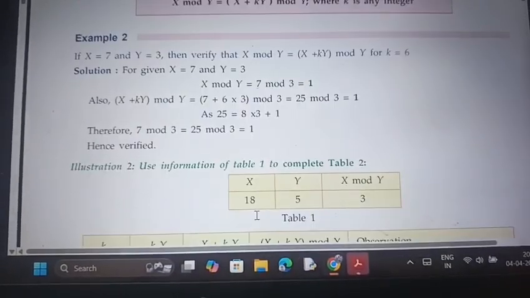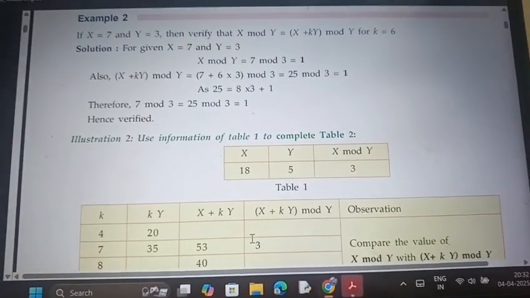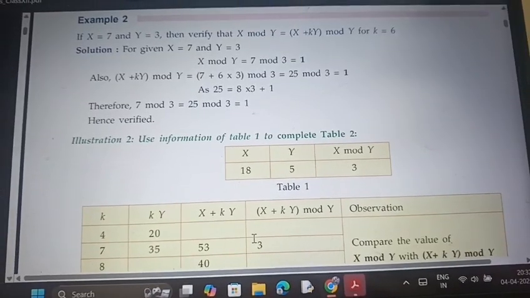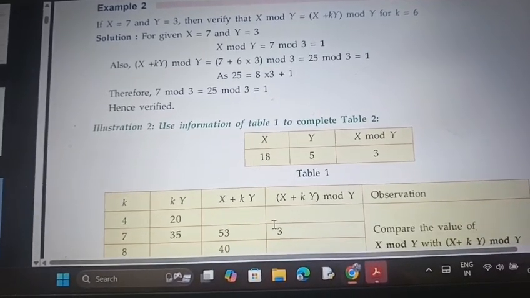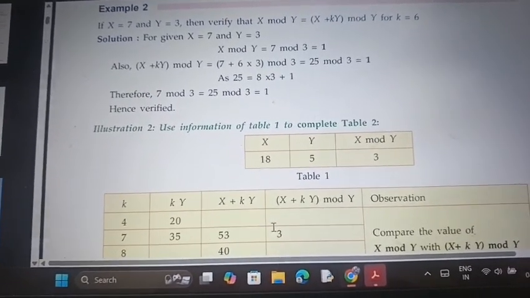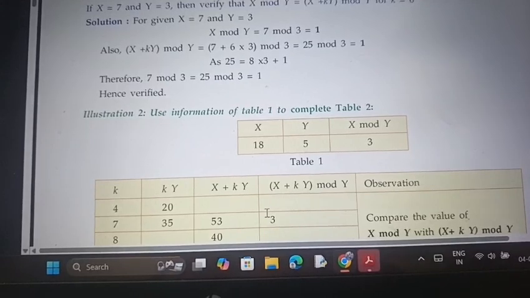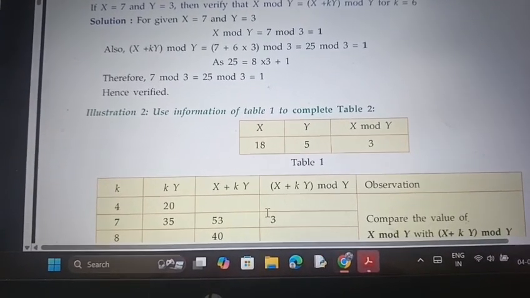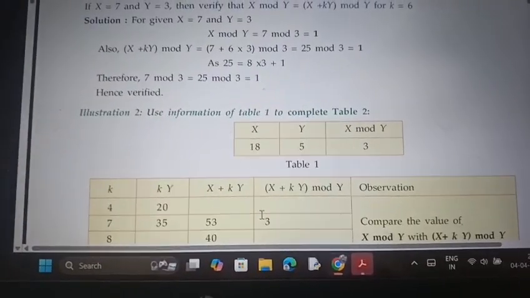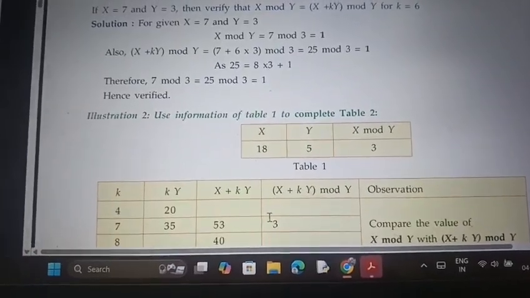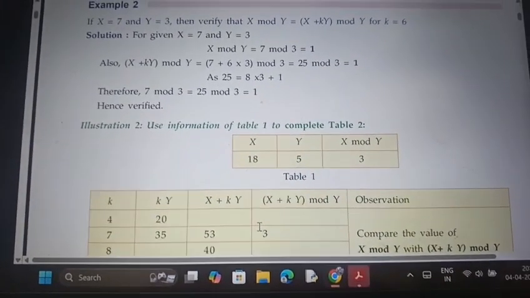Example 2. If x is equal to 7 and y is equal to 3, then verify that x mod y is equal to x plus ky mod y for k is equal to 6. Solution. For given x is equal to 7 and y is equal to 3, x mod y is equal to 7 mod 3, which is equal to 1. Also, x plus ky mod y is equal to 7 plus 6 into 3 mod 3, which is equal to 25 mod 3 is equal to 1, as 25 is equal to 8 into 3 plus 1. Therefore, 7 mod 3 is equal to 25 mod 3 is equal to 1, hence verified.